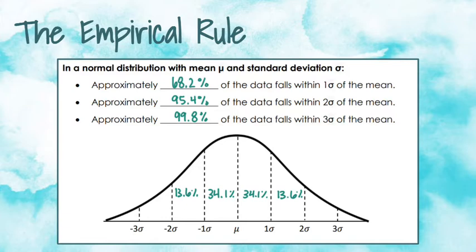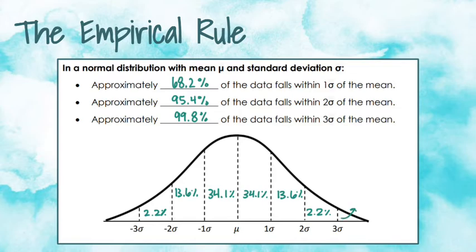And finally, within 3 standard deviations, so this section of the graph, that is where 99.8% of the data is. Now, if we take that 99.8% and subtract the 95.4% that we've already allotted, that will give us 4.4% left to divide between this section and this section. So when we divide 4.4 by 2, we get 2.2% here and 2.2% here.